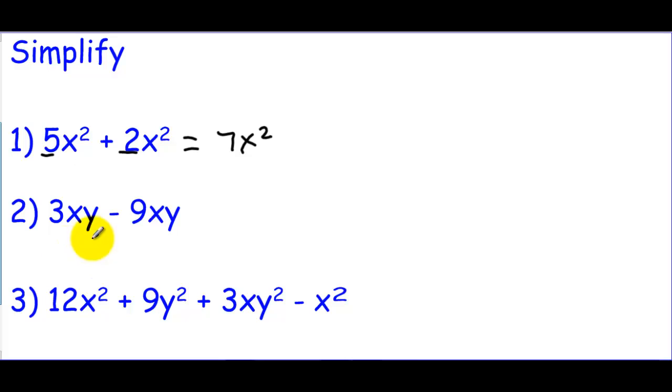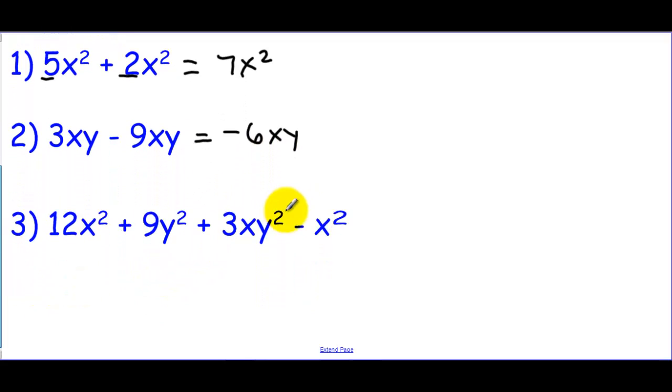Okay? So the second example, same thing. I see xy and xy. Those are like terms. So I'm going to subtract, in this case, the numbers that are in between those and say 3 minus 9 gives me a negative 6. And I'm going to keep the label exactly the same. They both have an xy, so that's going to stay.